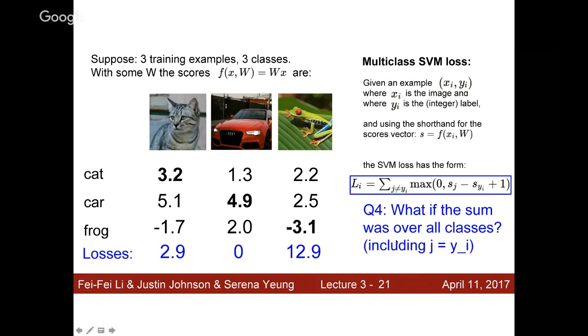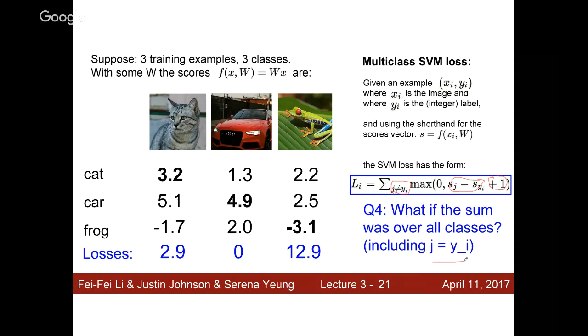Okay, what if the sum was over all classes, including j equals yi? So we purposely decided not to sum over the class where we include the correct one. So what happens then? If I have the correct one, then this sj would be syi, so syi minus itself would be 0. So this term would just go to 0, and I'd just be getting an extra plus 1. So actually, there's no particular reason why we excluded this.